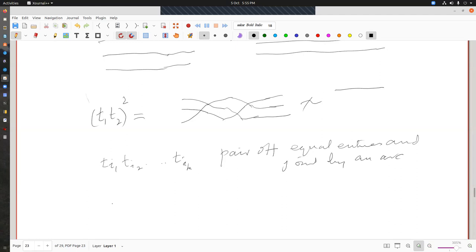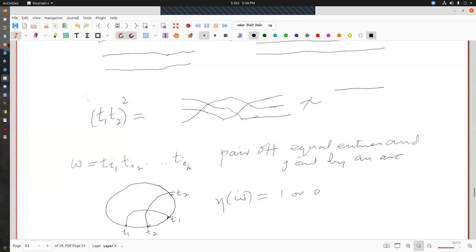Imagine these are around a disk or something, so we've got them all around a circle, and you join two if they're the same, so let's say T1 here and T1 here. And now you look at other pairings. So supposing I've got a T2 here and a T2 up here, and I join them by an arc, and I get a crossing here, and I take the sum mod 2 of all these crossings, and I get eta of W.